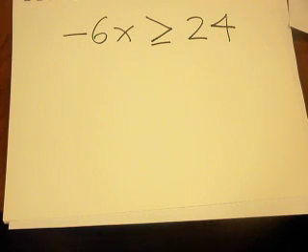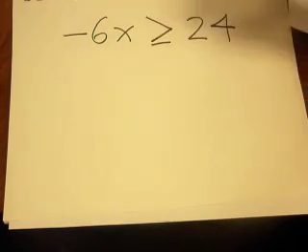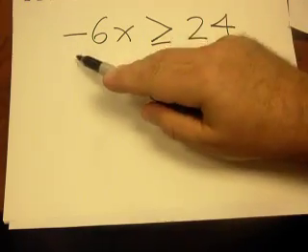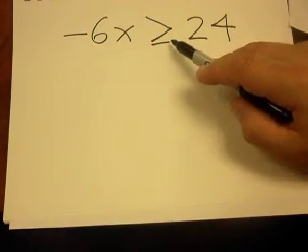Let's kick it up a notch and do one more problem. Let's do one that looks like this. Negative 6x is greater than or equal to 24. See how we say that? Negative 6x is greater than or equal to 24.